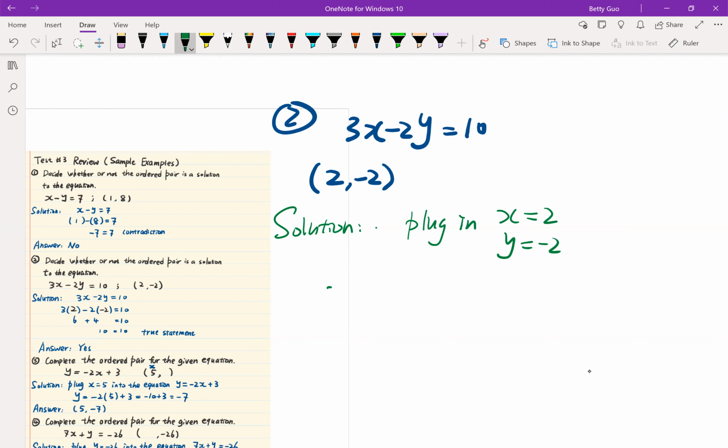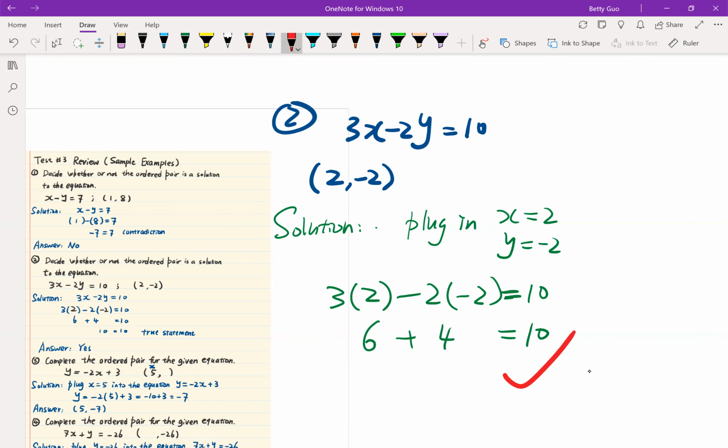And what do you have? 3 times x minus 2 times y equals 10. What should I put in the first parenthesis, Ian? 2, yeah. What should I put in the second parenthesis? -2, very good. What is 3 times 2? What is -2 times -2? +4 or -4? +4, okay. Do you have a true statement or contradiction? True. If you got a true statement, then you choose yes.